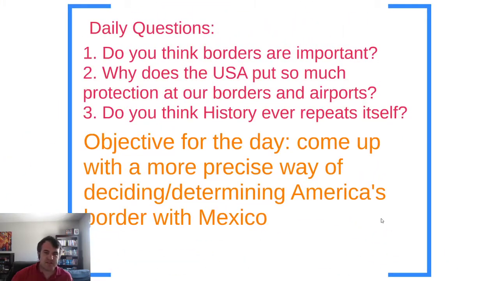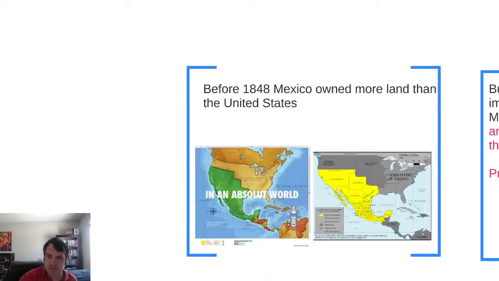All right, so here's my starting questions. If this is a real class, I would ask these. Students would engage with this stuff. Do you think borders are important? Why does the U.S. put so much protection at our borders and airports? Do you think history repeats itself? And today's objective: come up with a more precise way of determining America's border with Mexico. So let's jump into it and learn all about this border.